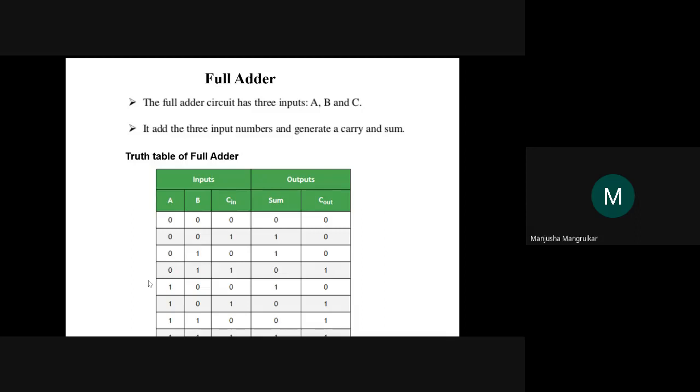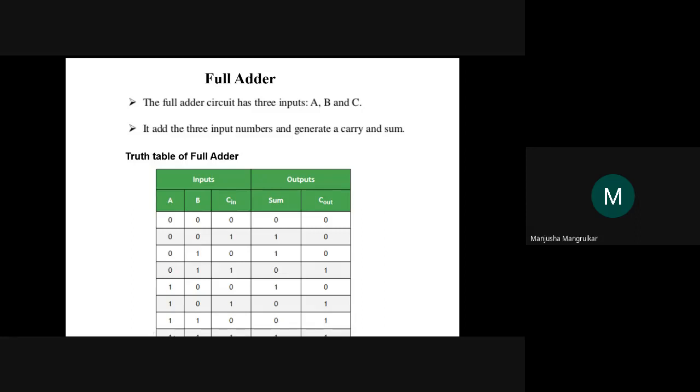So we have to keep in mind that when two inputs are 1, the sum is 0 and it will generate the carry. If any one of the inputs is 1, the sum is 1, carry is 0. If all the inputs are 0, the sum is 0 and carry is also 0. Now this is 1 plus 1: A and B both are 1, and C is 0. So what is the sum? The sum will be 0 and carry will be generated.